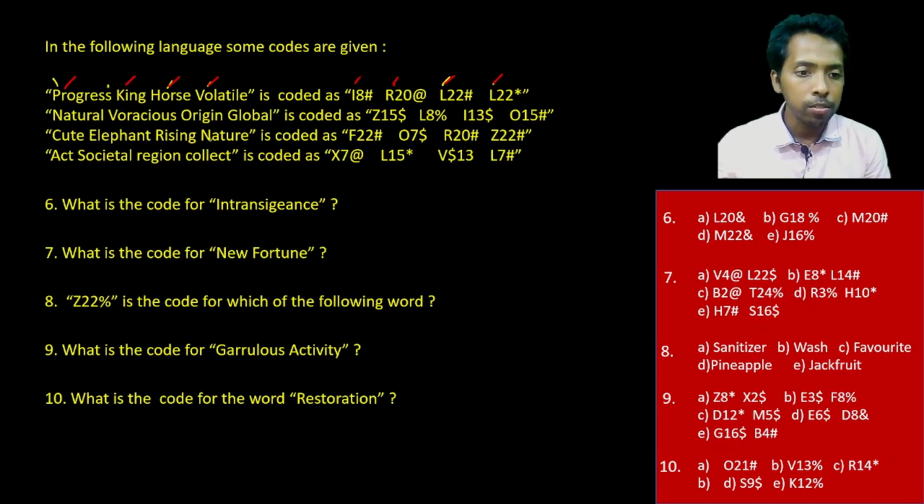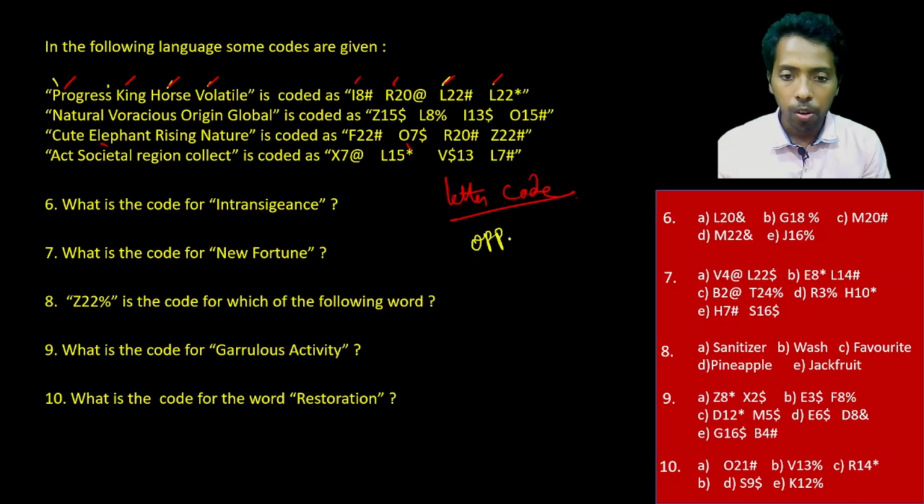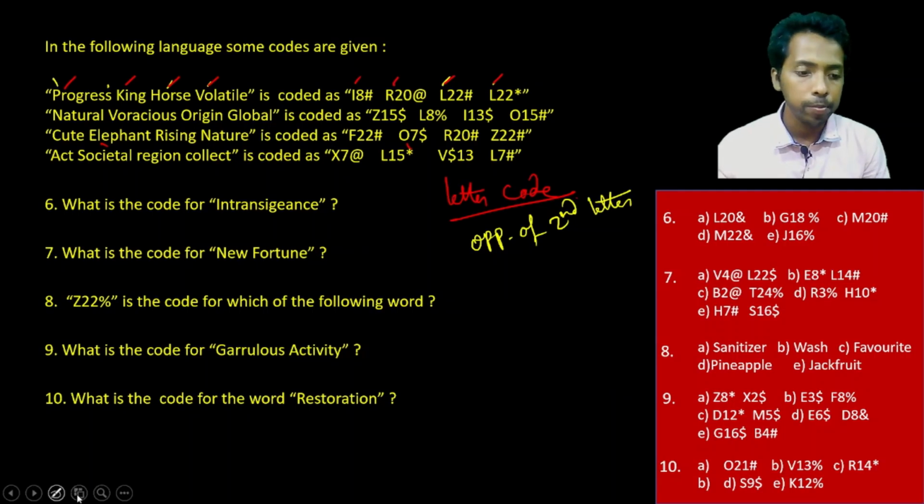Now take another one, that is elephant. L, the opposite is O, right? And A, opposite Z; I, R; U, F. Yeah. So the opposite of the second letter is the code for the letter. So the letter code is the opposite of the second letter, right? Okay.